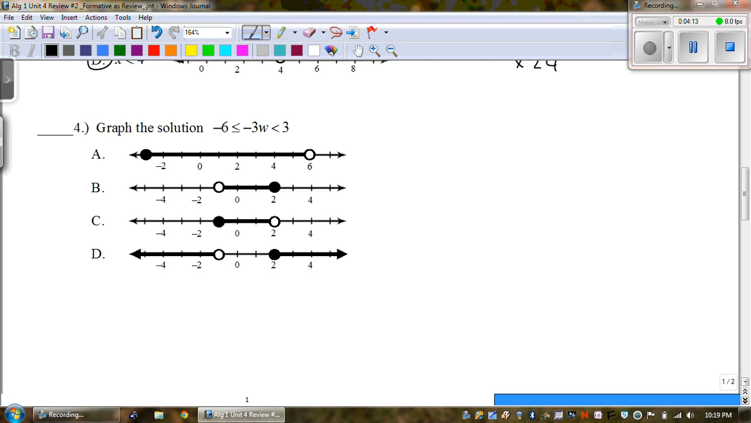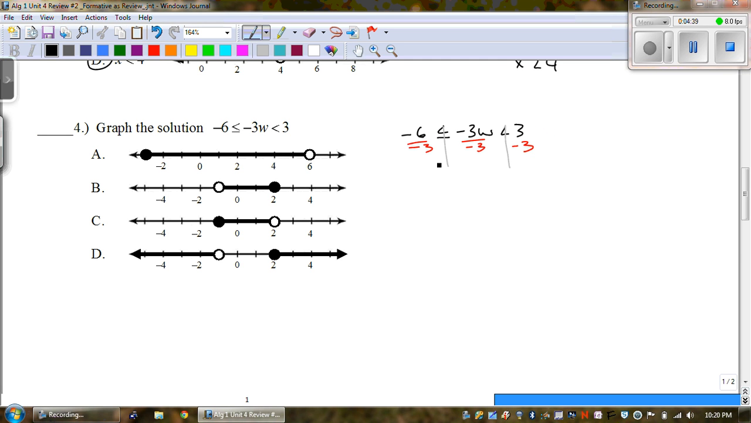Okay, we have to graph number 4. You might be like, well, Mr. Grice, I can do it right away. No, you can't because the W is not by itself. To get the W by itself, we have to get rid of that -3, and to get rid of that -3, we need to divide, okay?